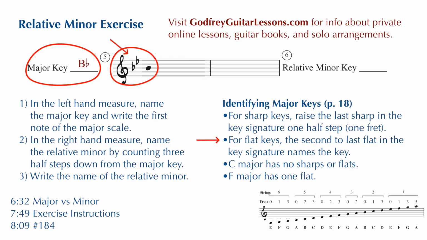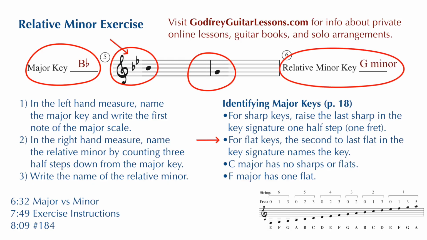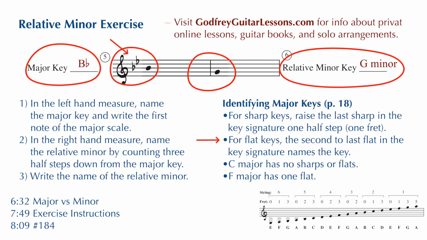To find the name of our relative minor key, start on any B flat, and play 3 half steps down, 1, 2, 3, you'll find yourself on a G. So you write a G in the measure on the right, and then fill in that relative minor key blank with G minor.